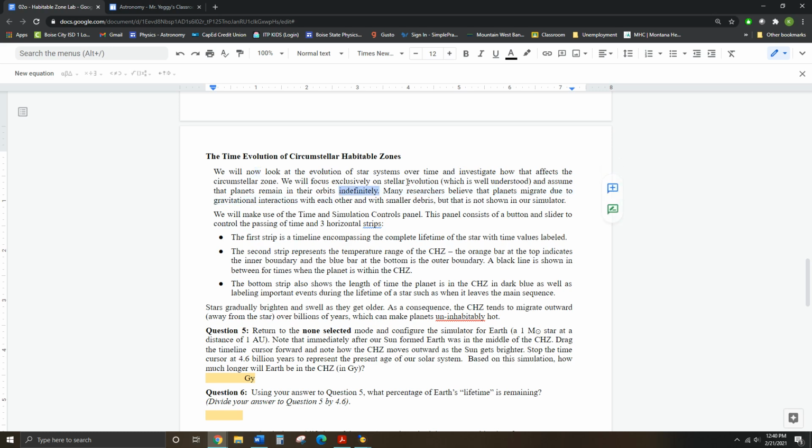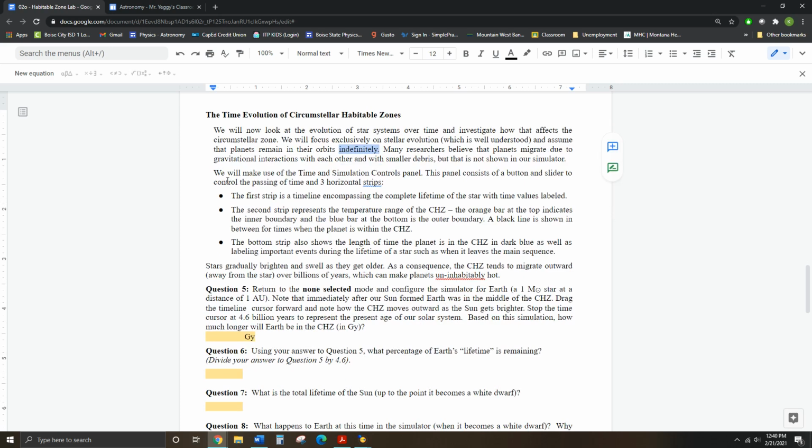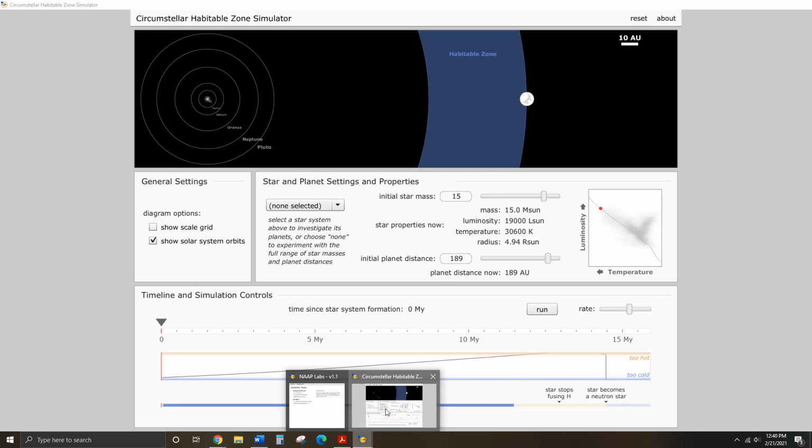So just like the Earth has been where it is in space for about 4.5 billion years, we're going to assume that these planets stay where they are. But many researchers do believe that planets migrate due to gravitational interactions, but we're not going to show that in our simulator. We're going to assume that these things stay ballpark. They don't move in and out very much. So let's move on to the simulator. This is telling us about 3 sections of our simulator that we're going to have to pay attention to. So let's switch over here.